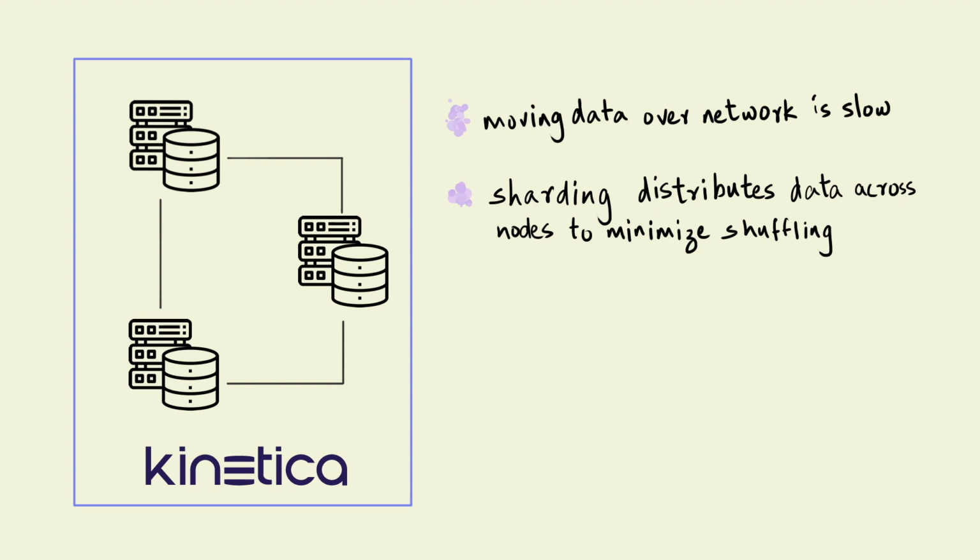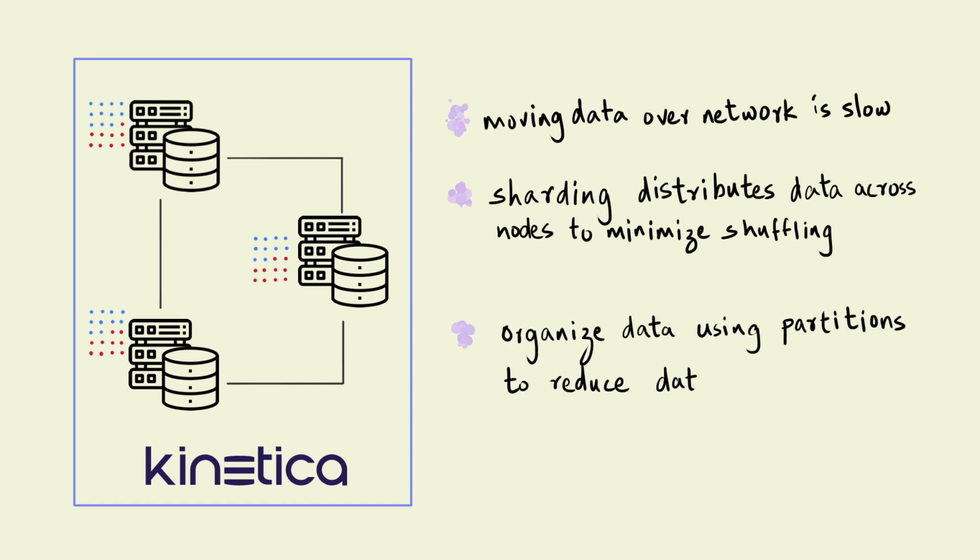On top of this, Kinetica provides the capability to partition the data within each node such that it is organized in a way that reduces the number of rows that need to be processed to address a query. For instance, if a common query is to filter for all the red values, then organizing and grouping the data by color would allow us to completely skip all the rows with only blue values while searching for rows that match red.